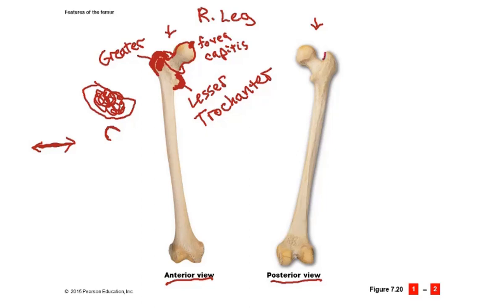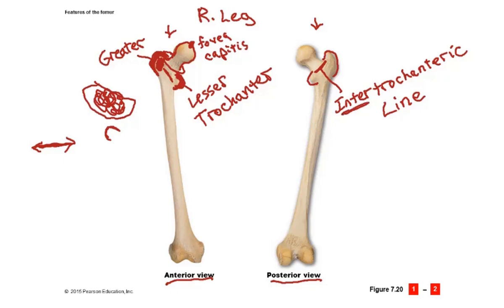So here on the back side would be the greater trochanter, and here would be the lesser trochanter. And on the front side, you see this line in the indentation between the two trochanters, the greater and lesser trochanter. This line that goes between the greater and lesser trochanters is called the intertrochanteric line. Just a line, that's all.